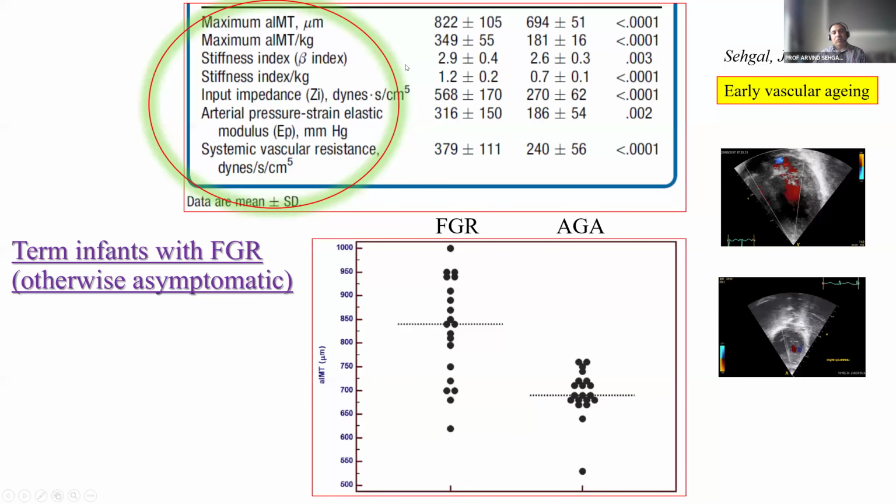But even in this group, you can see the first group is the growth restricted cohort, and the second group is the AGA cohort. You can see that the aorta intima media thickness, stiffness, and impedance are significantly higher as compared to the infants who are term but AGA.